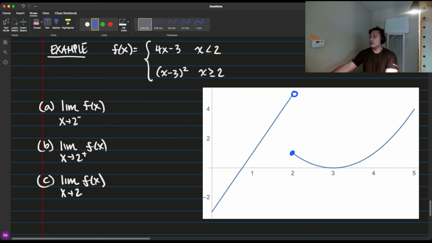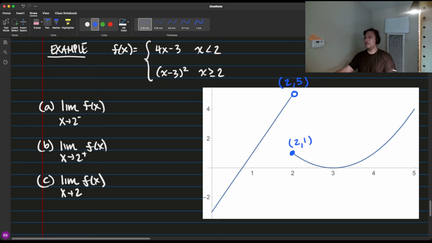If you plug 2 into 4x minus 3, you get 2 comma 4 times 2 is 8. 8 minus 3 is 5. So this point right here, the open circle, is 2 comma 5. If you plug 2 into the other part of the function, 2 minus 3 is negative 1. Negative 1 squared is 1. So this is 2 comma 1.